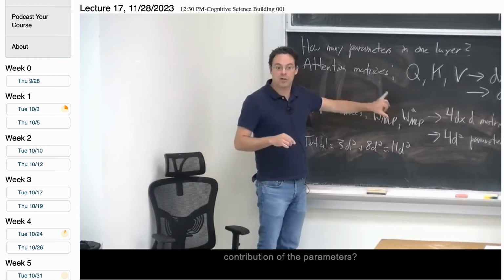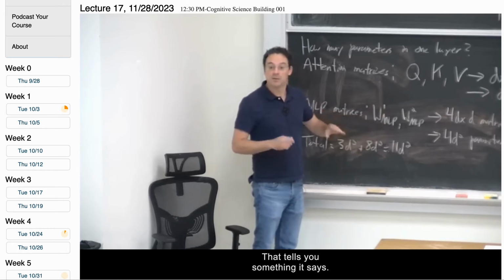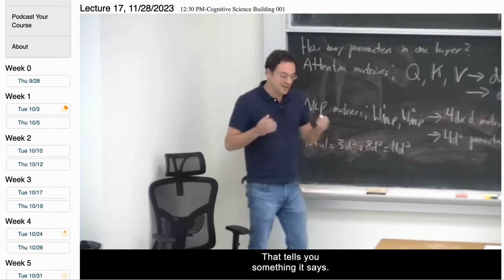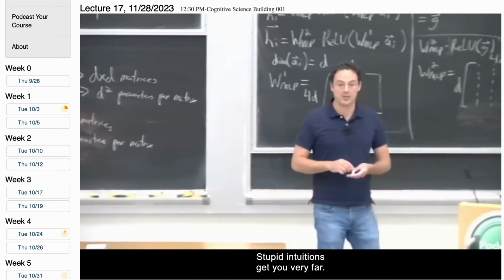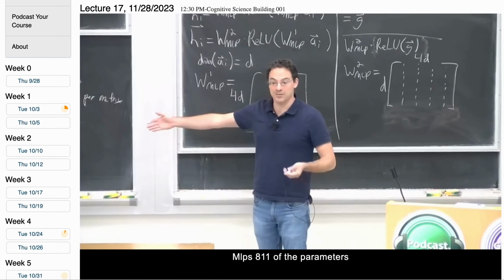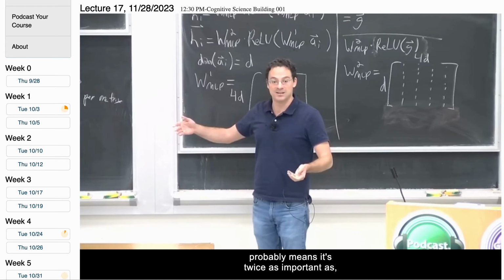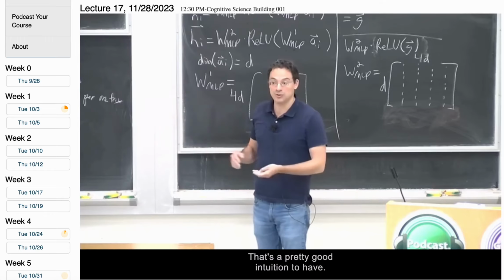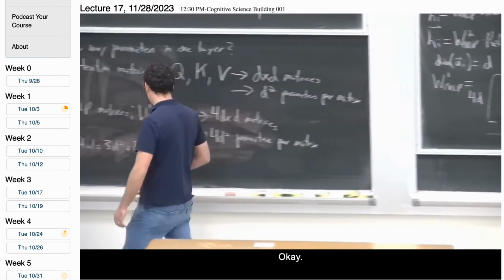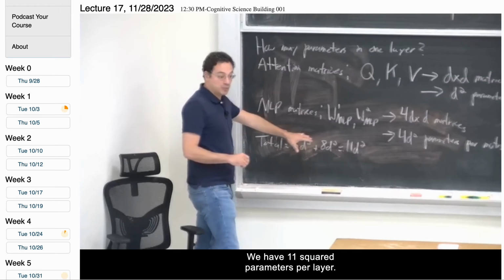Where do we see the relative contribution of the parameters? 8/11 of them are in the MLP. That tells you something. I'm trying to emphasize that deep learning is stupid, and stupid intuitions get you very far. The MLP having 8/11 of the parameters probably means it's approximately twice as important as the attention layer. That's a pretty good intuition to have. Okay, so we have 11D squared parameters per layer.